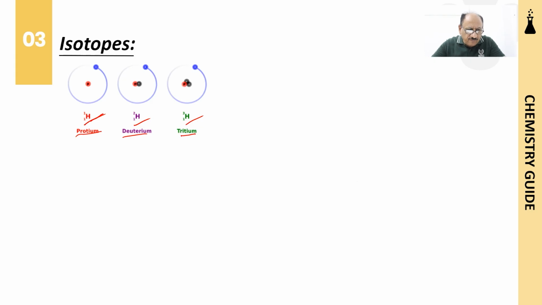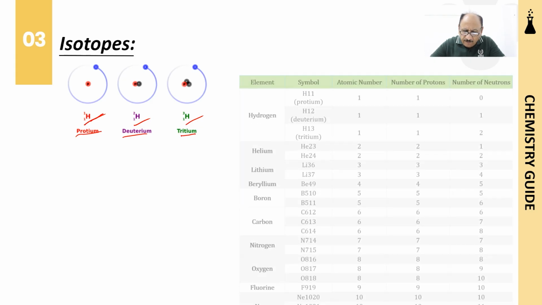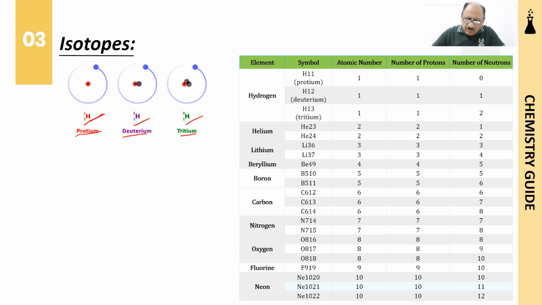inside the nucleus. Then we can have a list of isotopes. Hydrogen we have already discussed. There are different isotopes: helium, lithium. No need to memorize, but you should know the concept of this. So these are symbols. Then atomic number, number of protons, and number of neutrons. Your concept should be clear about this.